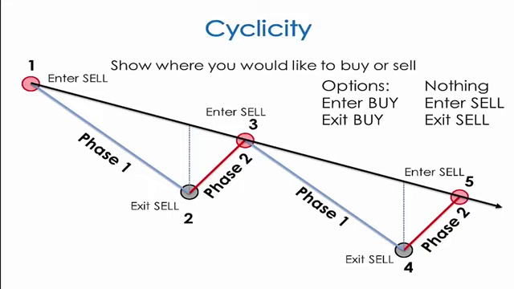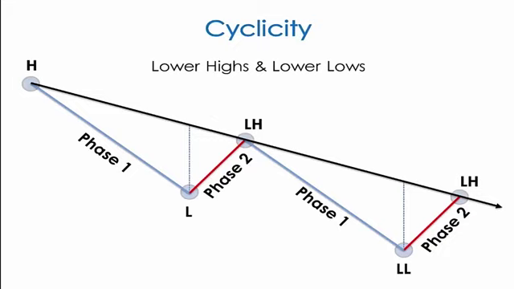So we enter the sell trade at 1, and we exit that sell trade at 2. A whole separate new sell trade at 3, and we're then exiting that sell trade again at 4. And again at 5, a whole separate sell trade or short position. And of course, if there was a 6, 6 would then be exiting that short position again. Now, you'll notice on the way down, we have lower highs and we have lower lows.